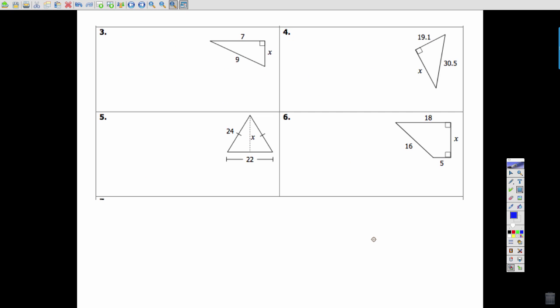Some more examples. This one here, the unknown side is one of the legs, so we can name that A. And my hypotenuse is 9, so c squared is 9 squared equals 7 squared plus x squared. And therefore x squared equals 81 minus 49, which comes out to be 32. And if I square root that, it's approximately 5.7.